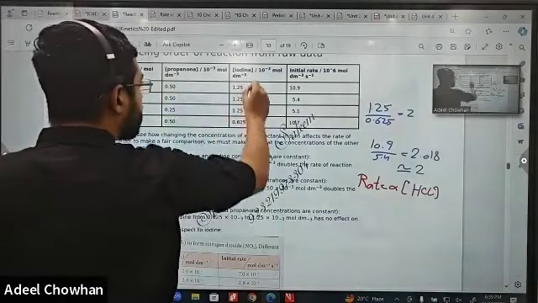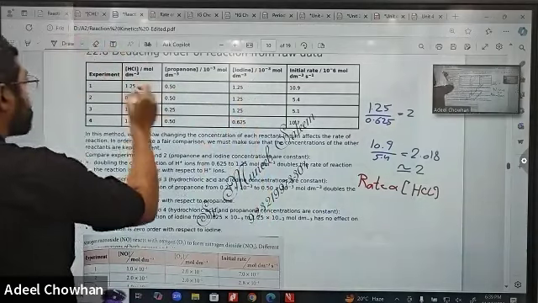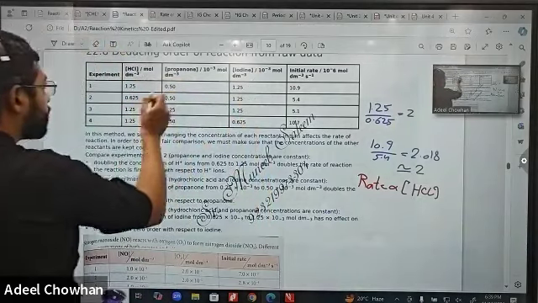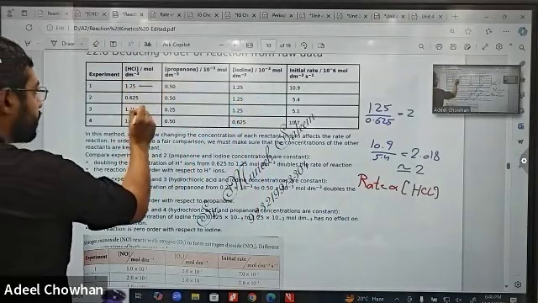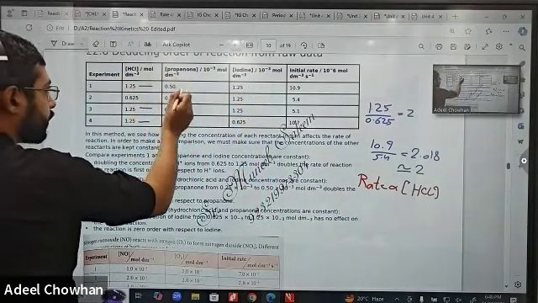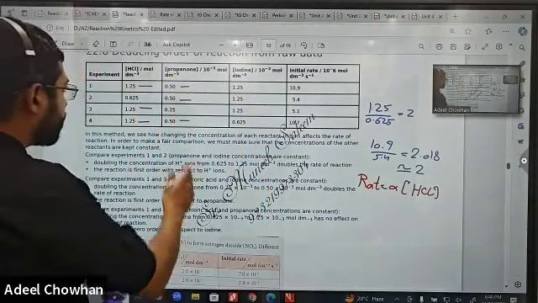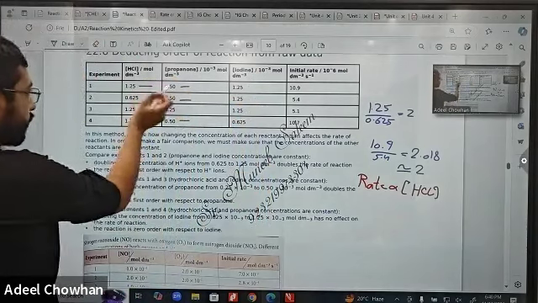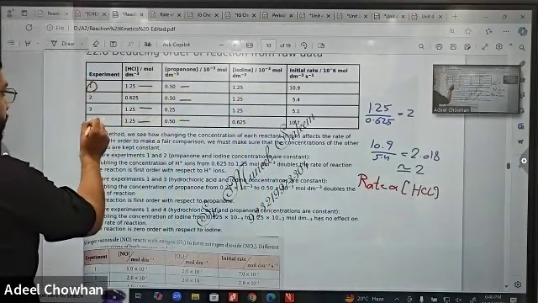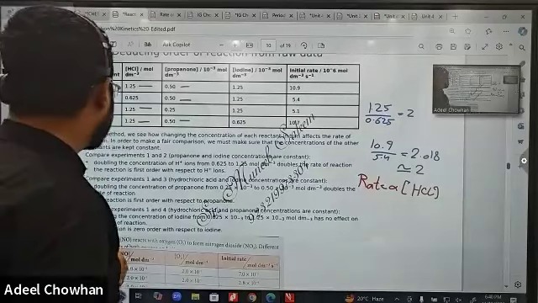If you want to check iodine, then I have to check the constant values for HCl and propanone. For HCl, I have these constant values, and for propanone, I have these constant values. Now, which two are showing the same? 1 and 4. All right.